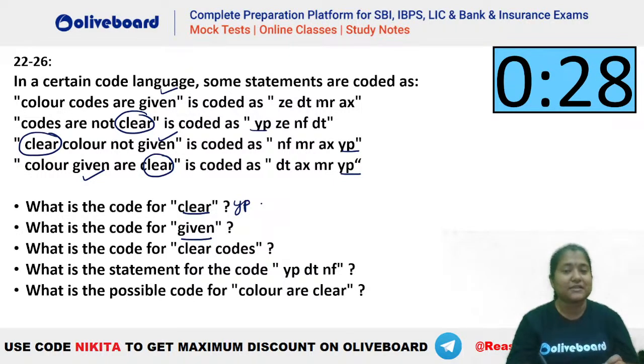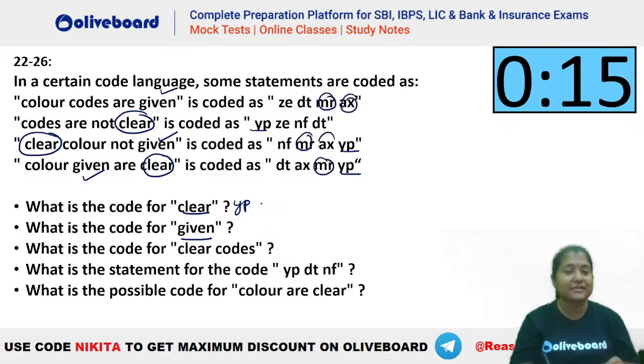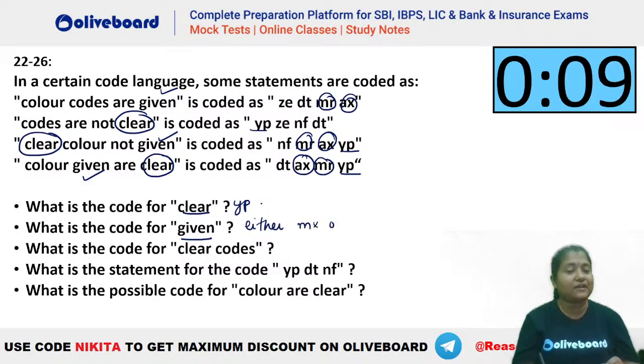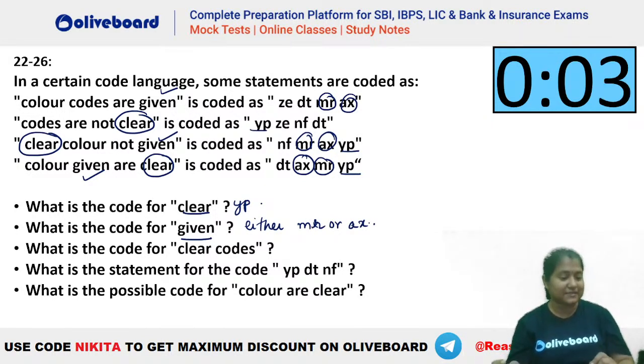Okay. So what is that which is common between the first, third and fourth? Let's see. ZE, no. DT, no. MR, yes. You can see MR is here, MR is here, MR is here. Similarly, AX here, AX here, AX here. So it has to be either MR or AX. Okay, we cannot have a definite answer here. So MR or AX. This will be the answer.